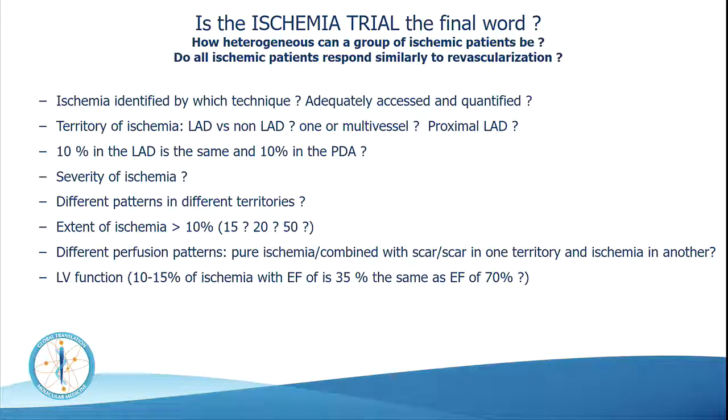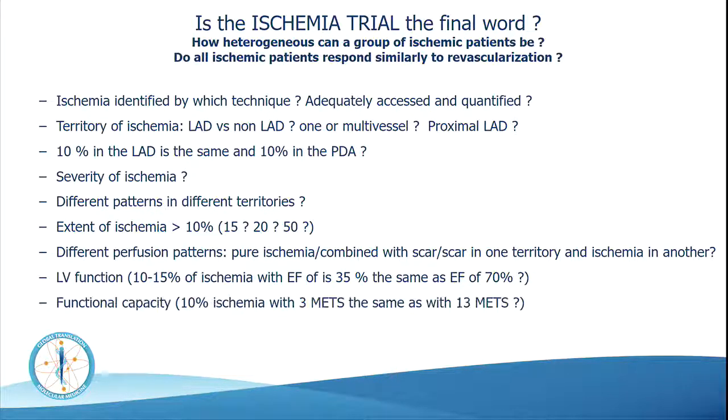LV function: 10 to 15% of ischemia with an EF of 35%, is this the same as in a patient with an EF of 70%? What's the functional capacity of that patient? 10% ischemia with 3 METs, is this the same as with 13 METs?